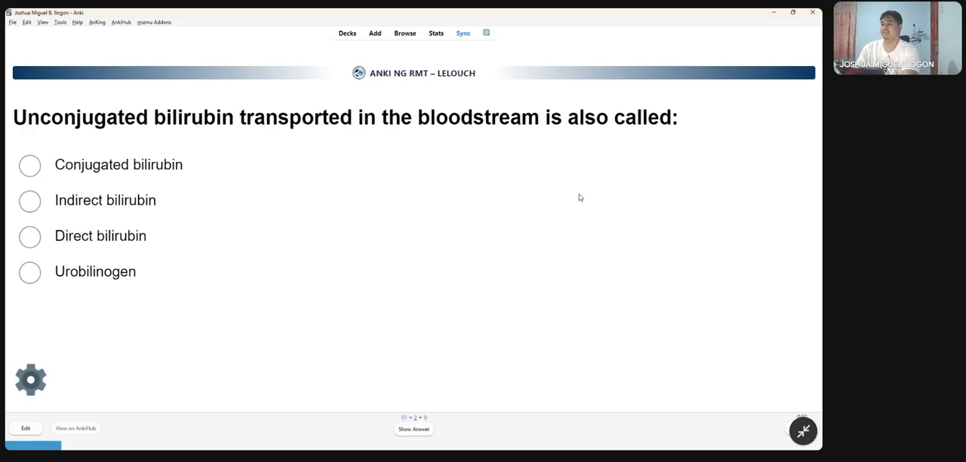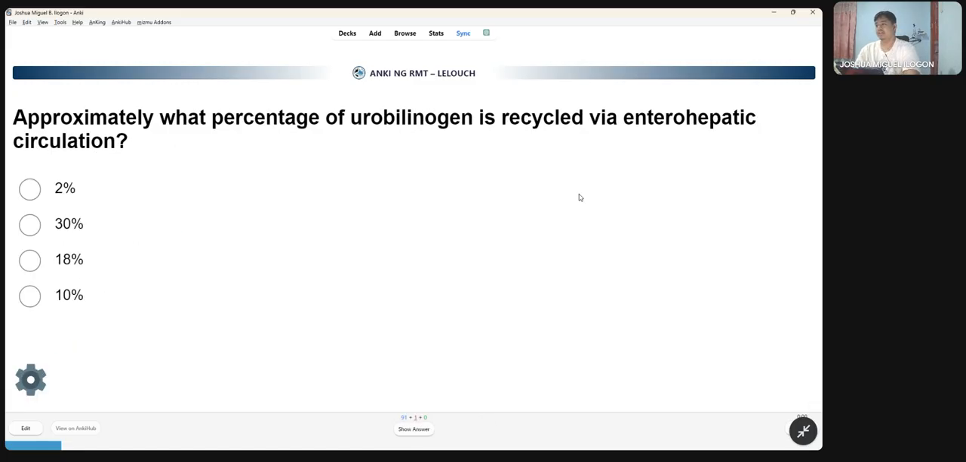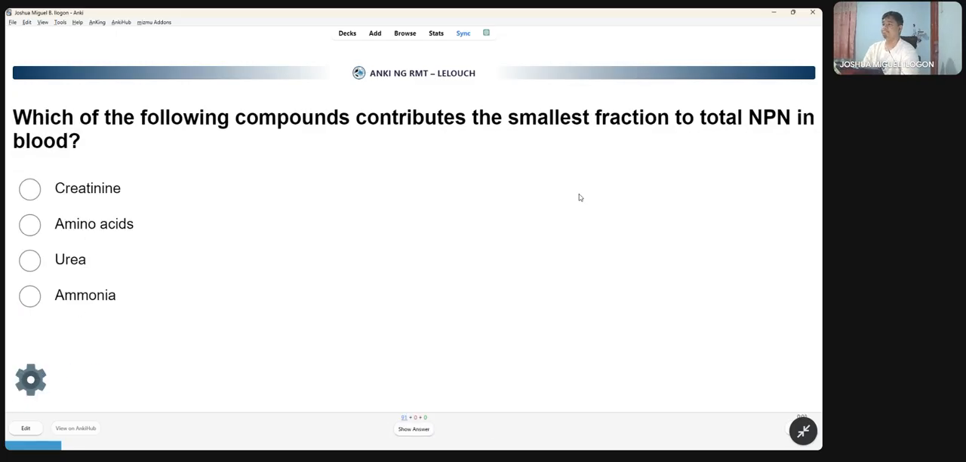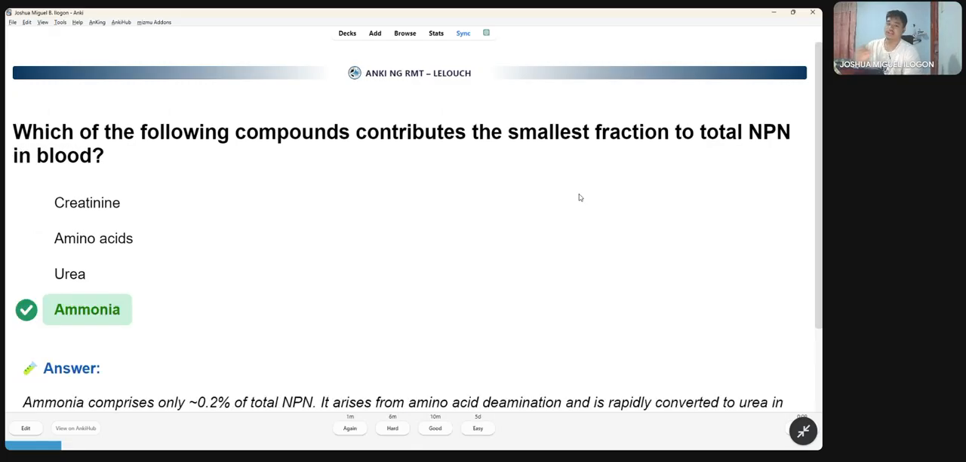Unconjugated bilirubin transported in the bloodstream is called indirect. Recycled is 18%, 2% is your urine, 80% is your feces. Which contributes the smallest fraction to total NPN? Is it amino acids? Oh, duh.